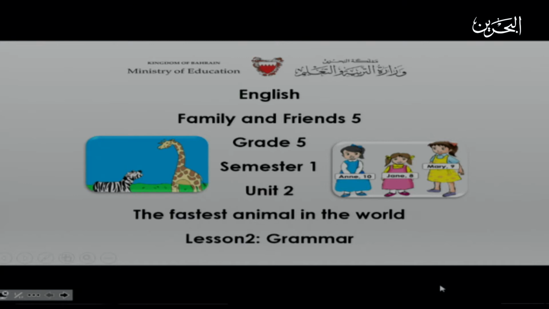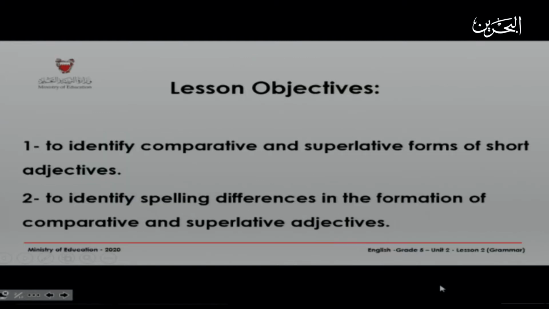Family and Friends 5, Grade 5, Semester 1, Unit 2, The Fastest Animal in the World, Lesson 2, Grammar. By the end of this lesson, you will be able to identify comparative and superlative forms of short adjectives, and you will be able to identify spelling differences in the formation of comparative and superlative adjectives.